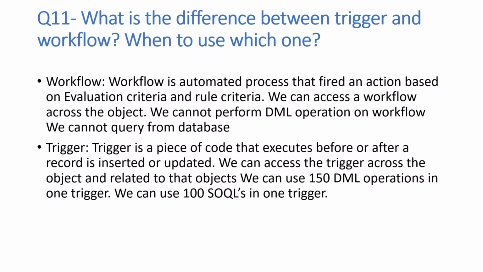Whereas trigger is a piece of code that executes before or after a record is inserted or updated. We can access the trigger across the object and relate it to that object. So we can perform DML operation as well as SOQL query in trigger.